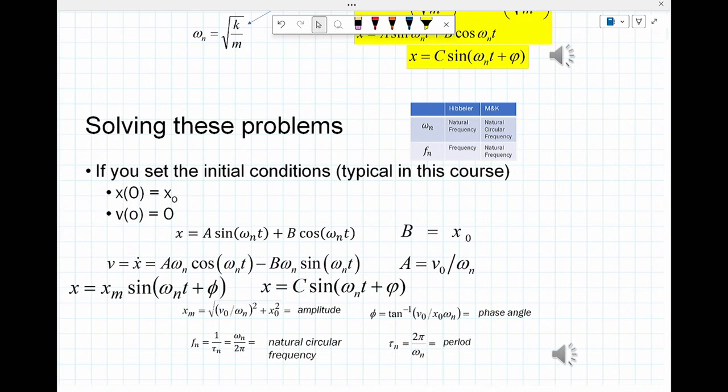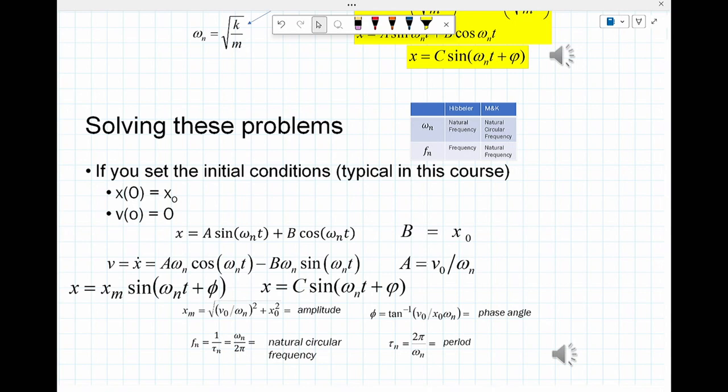And so just the important points. Here is applying all of the boundary conditions, or initial conditions in this case. Our position is given at time equals 0. Velocity is given at time equals 0. And you can solve for a and b.